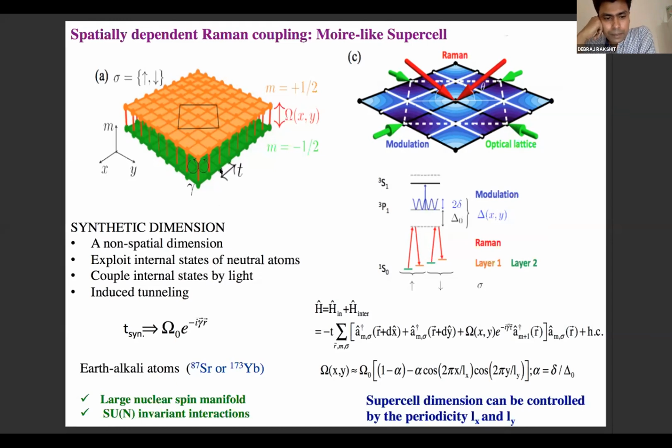And then, what kind of atoms do we really want to use for these experiments? It's these alkaline-earth atoms, and we pick strontium and ytterbium, because they have a large nuclear spin manifold, which can be precisely controlled in experiments. And more importantly, they have SU(N) invariant interactions. That means there is no collisional dissipation between different spins. To elaborate a bit more, let's look at the figure on the right.